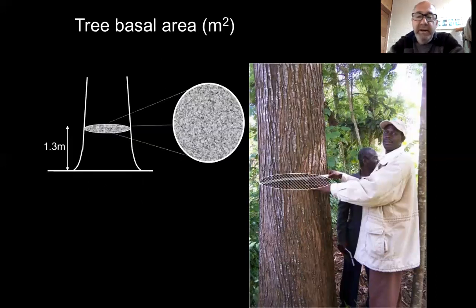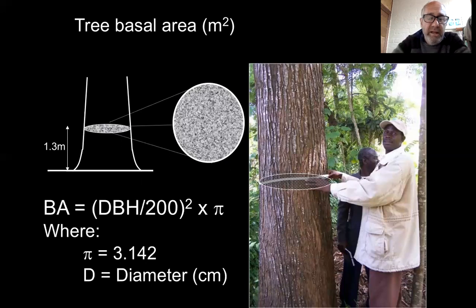Now, basal area, which you need to measure the volume of a tree, is the cross-sectional area of the tree at that height. So you should all know that that's r squared times pi. In order to use the diameter measurement we had, which was in centimeters, convert it to radius in meters, because we need a measure in meters squared. We divide by 200, square it, multiply by pi, and we get a basal area measurement.